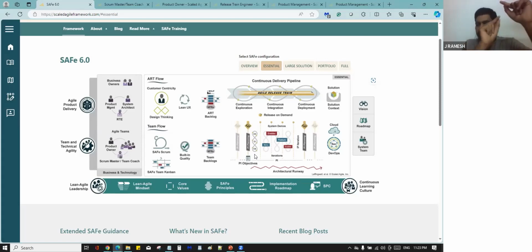RTE will facilitate for the train level and also the team level. So from one PI to another PI, yes, there is a release. Answering the question, there is a release. But don't think the release is like normal project management. No, that release is totally different. This release is totally different. The methodology is different. The architecture is different. The framework is different. Understand my point?